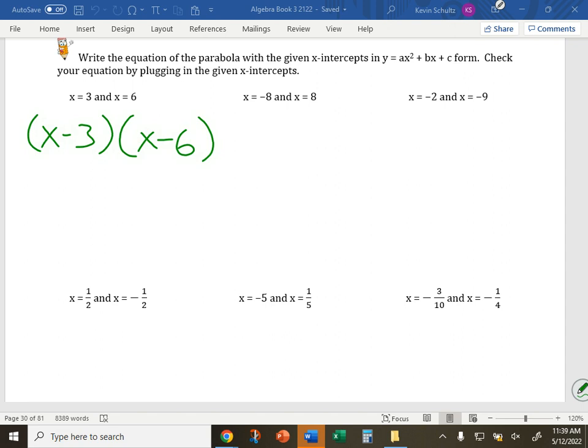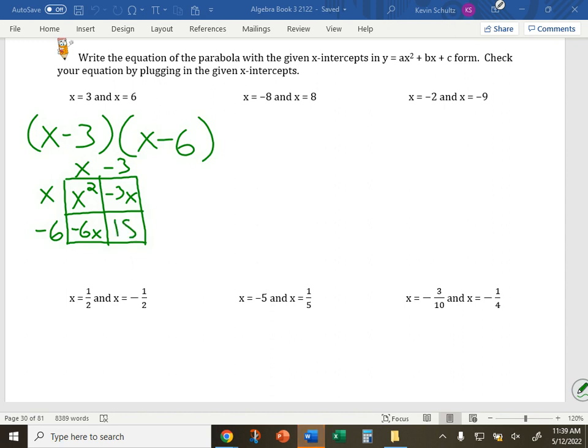The third method, the boxing method, perhaps you remember this. We have a 2 by 2 expression, so we're going to make a box. X and negative 3 would go on the top, x and negative 6 down the side. You can switch those. It doesn't make a difference. In each square is the product of what's on the outside. X times x is x squared. X times negative 3 is negative 3x. Negative 6 times x is negative 6x. And negative 6 times negative 3 is a positive 18.